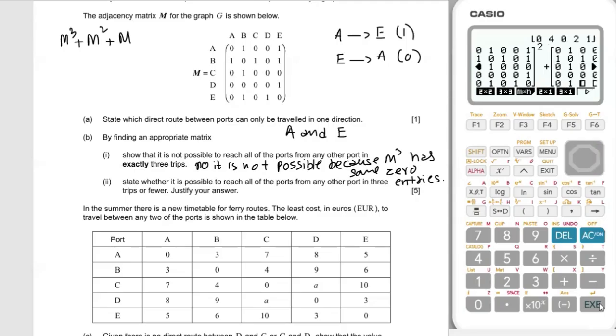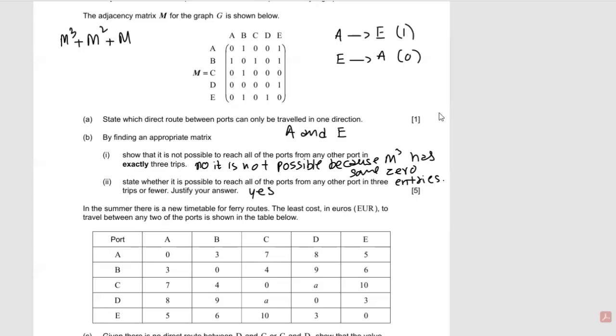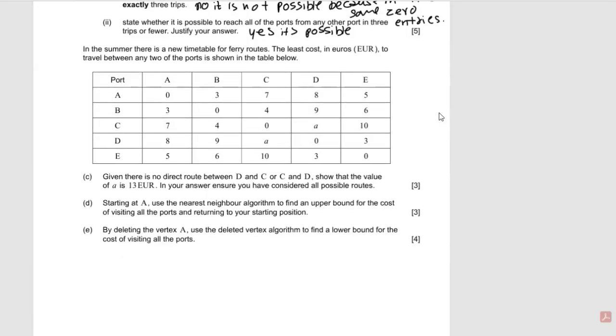Obviously, when you solve it on the actual exam, you will write these matrices over there. So let's go. And this time I do not have any zero entry. So you will say, yes, it's possible. And you can write since there are no zero entries. So it is possible for 3 or fewer trips, right? Okay, so let's move on to the next bit.